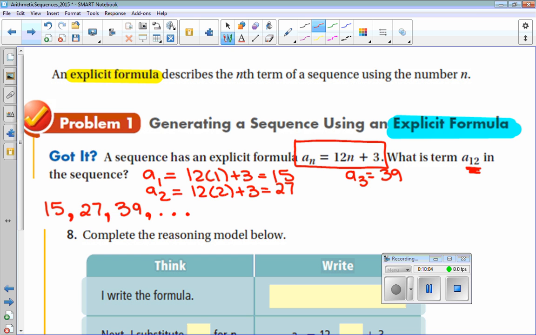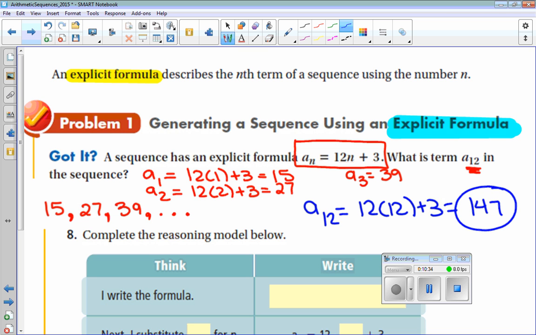If I want to find the 12th term, is it required that I find 1, 2, 3, 4, all the way up to 12? I can just plug a 12 in right from the beginning. So to find a sub 12, all I really need to do is plug 12 into the formula. So 12 times 12 plus 3, 147. So 147 is the answer to my question.